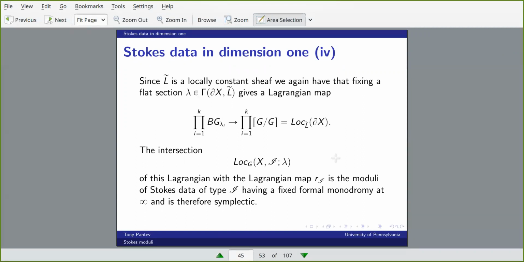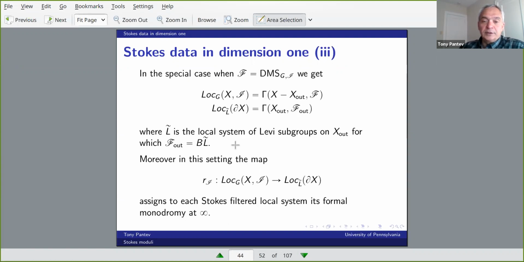Indeed, questions. I have a question. You promised the classification of the orbits, right? Of symplectic leaves, sorry. Yeah, I did it. You fix a formal monodromy. So remember, the symplectic structure is on this guy. The Poisson structure is on this guy. There is a Lagrangian map that describes that Poisson structure. So it's the map that sends the Stokes filtered local systems to Levi local systems on the boundary circles, which is the formal monodromy map.